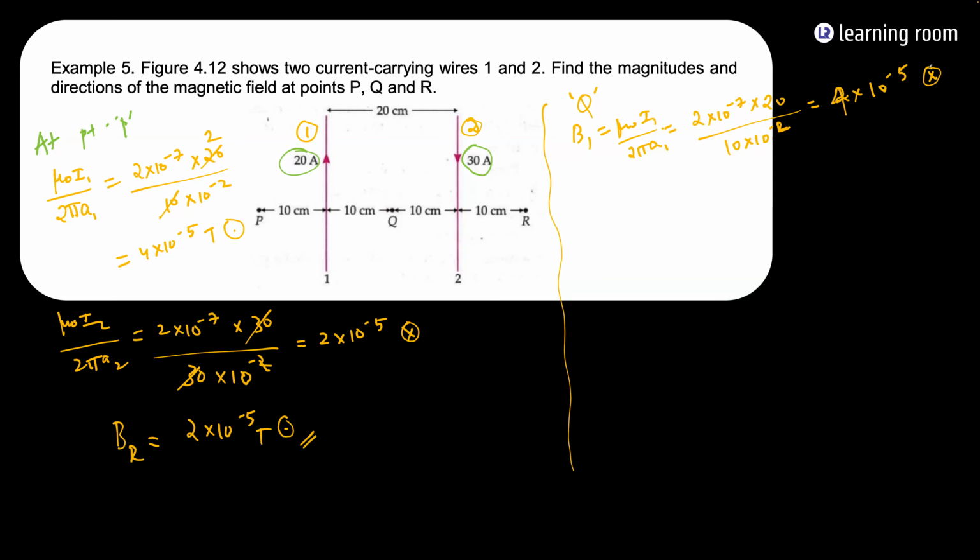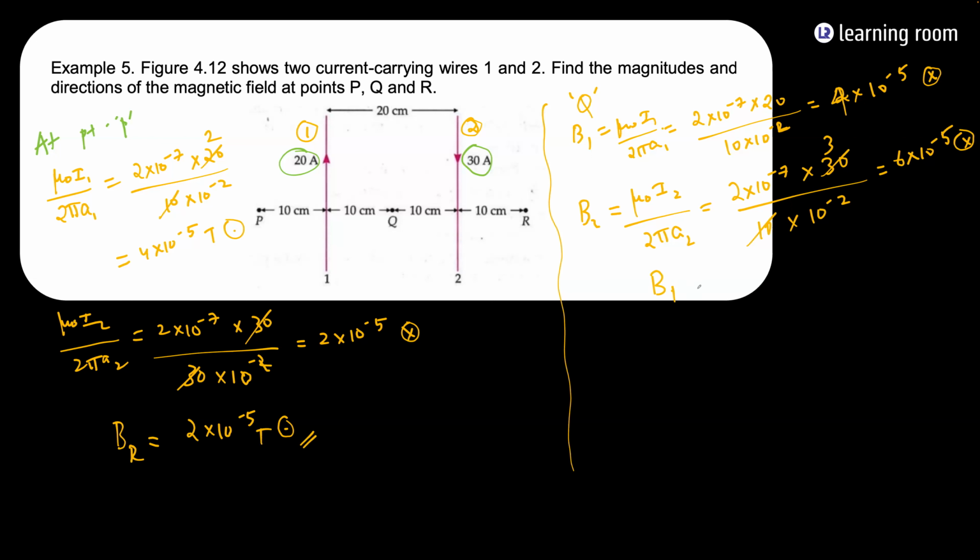Similarly, if I calculate the magnetic field due to the second conductor, it will be mu naught I2 divided by 2 pi A2. So this will be 2 into 10 power minus 7 into I2, which is 30, the whole divided by the distance, again 10 into 10 power minus 2. This will cancel this 3 times. So it will be 6 into 10 power minus 5, same into the plane, because with respect to this conductor, it is still on the left hand side.